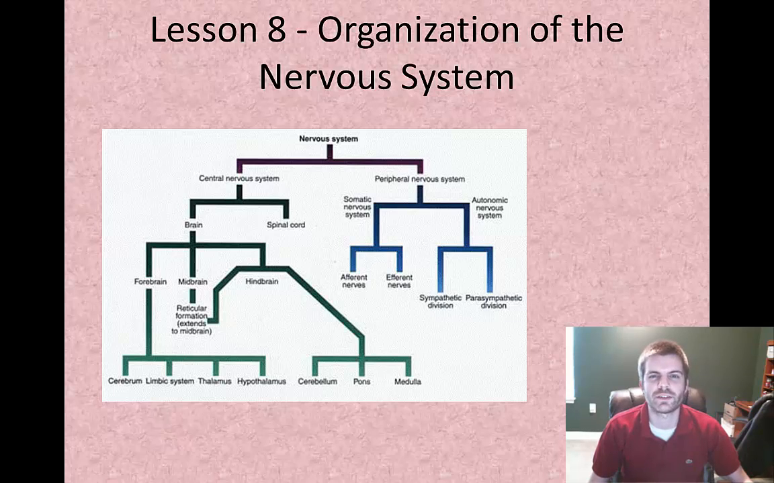This is lesson number 8 on the organization of the nervous system. This video is basically going to break down the nervous system. You can see here in the picture how it is diagrammed out. This video is actually going to focus on the PNS, also known as the peripheral nervous system. And then the next video will focus on the CNS, which is the central nervous system.